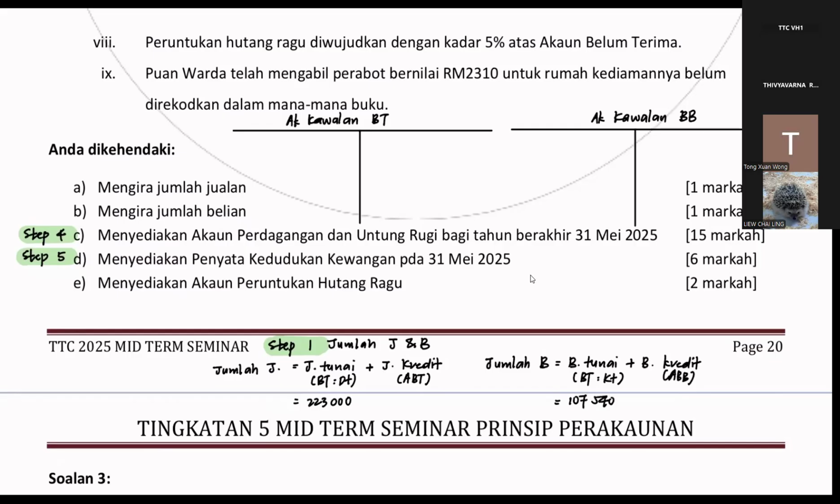107,540. Okay, after getting the secara tunai, then you need to work on jualan kredit and also belian kredit. So our mission now is to find out ABB ABT items. You need to find out anything related to ABB ABT. So get ready with your highlighter, get all the ABB ABT items, then find out debit or credit according to system Trial Balance.